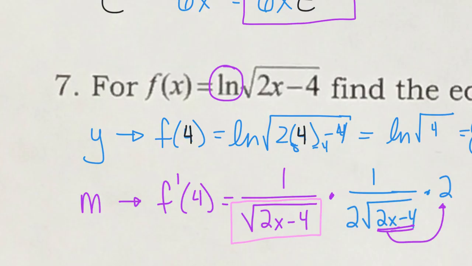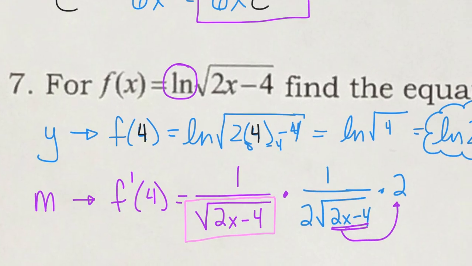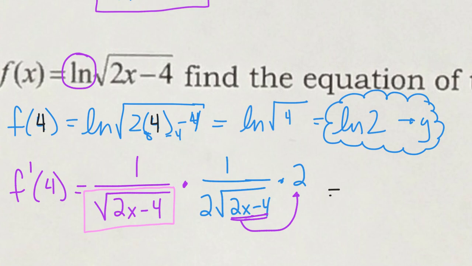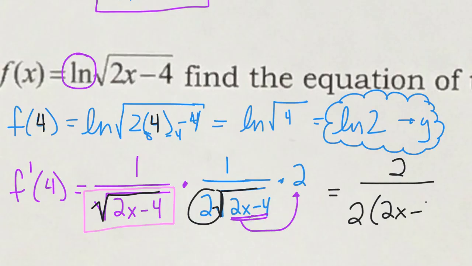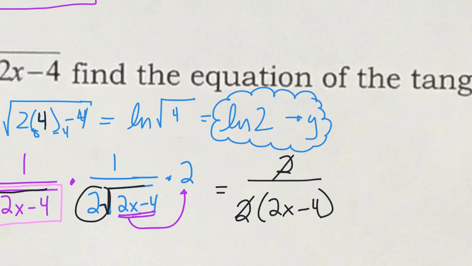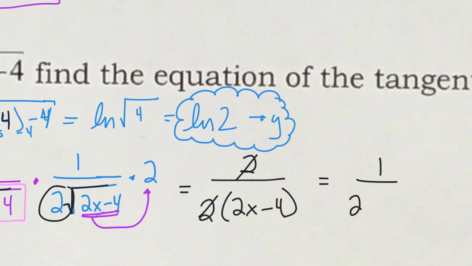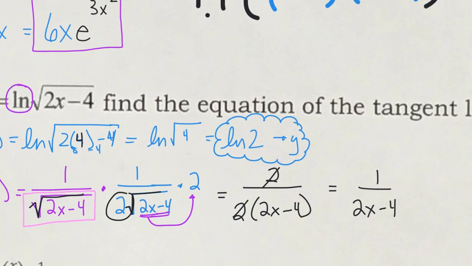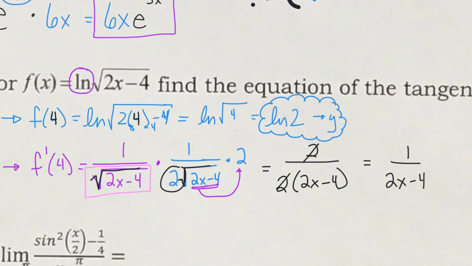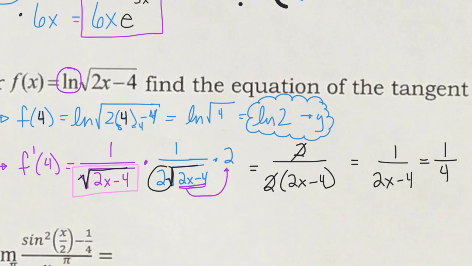Okay, this one has a triple part derivative. First we do natural log, then we do the square root, then we do the times 2. Okay, but don't worry, it becomes pretty simple. 2 on top, 2 on bottom, and if we have a square root times itself, that means the square root goes away. So our derivative is basically 1 over 2x minus 4. That's the equation for your derivative. Now when I plug in 4, I get 1 over 4, because that's 8 minus 4. So my slope is 1/4.